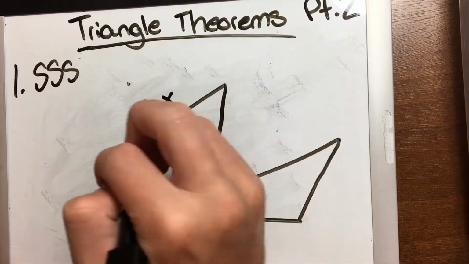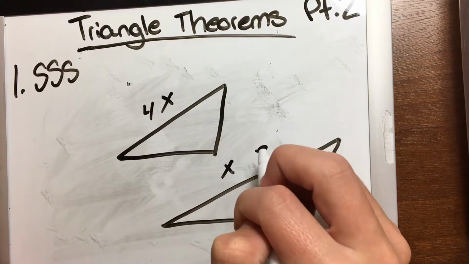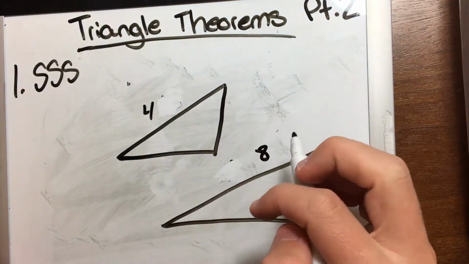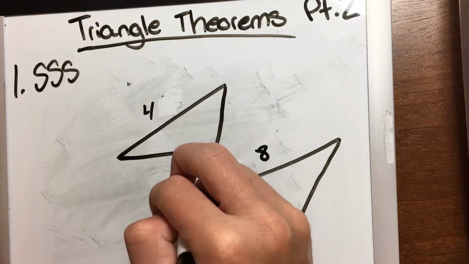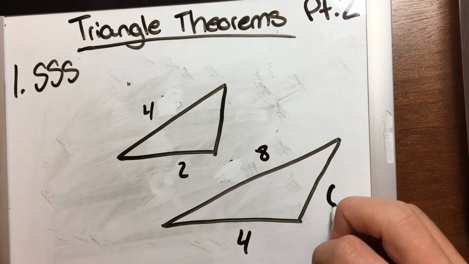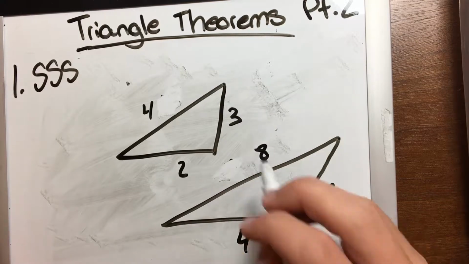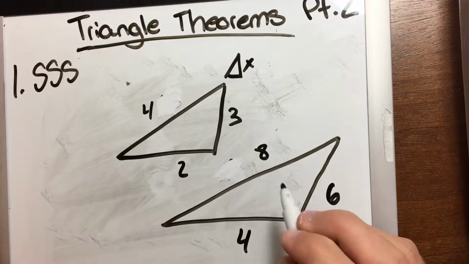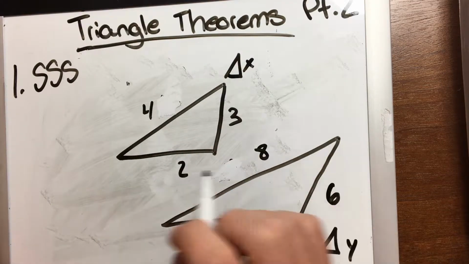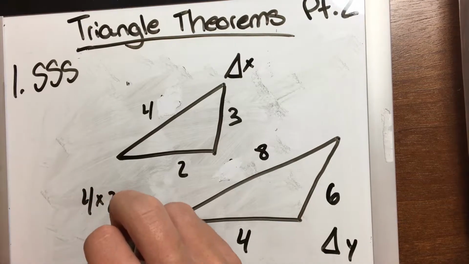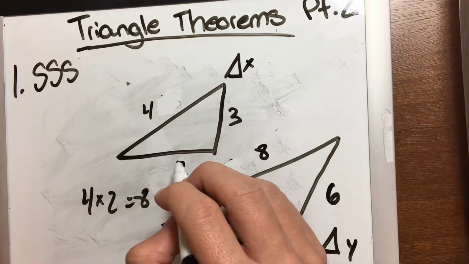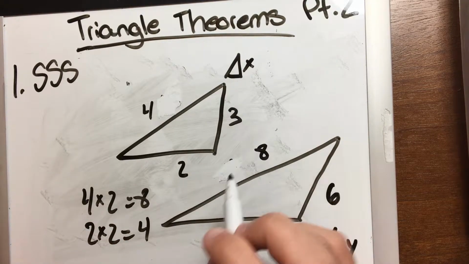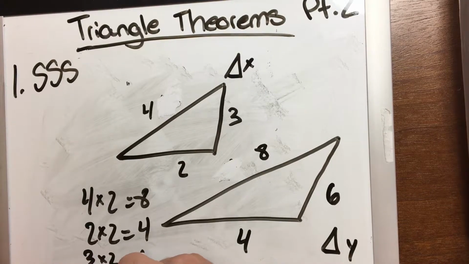Let's say this value is 4, and this value is 8. Let's erase this x. And then we'll say that this is 4 here, here's 2, and then 6 and 3. So what this is saying, this is triangle x, and this is triangle y. This side right here, 4 and 8. 4 times 2 equals 8. Let's look at this one. 2 times 2 equals 4. And then the last side, 3 times 2 equals 6.